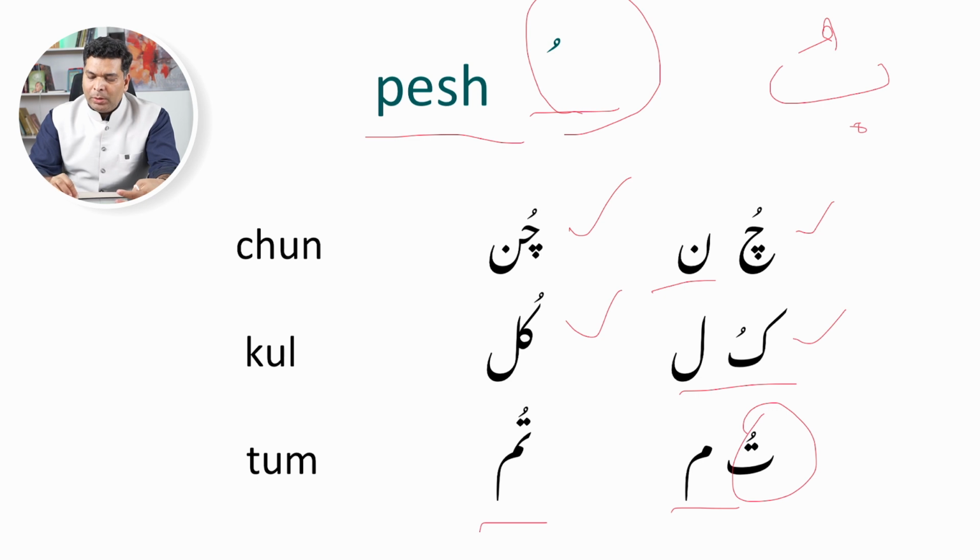So chun, kul, tum. Whenever you put this symbol on top of the letter which otherwise would have been called che, it becomes chu, or ka would have become ku. Right? So that's how you define these vowels. So zabar, zer, pesh combined together are the short vowels in Urdu, right?